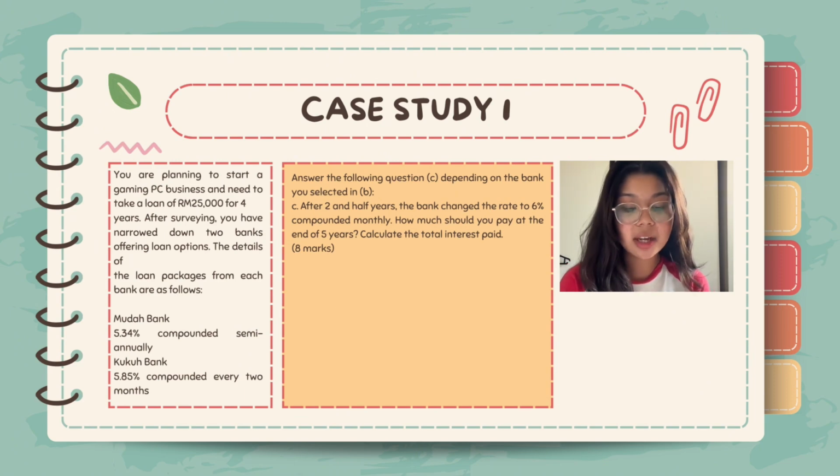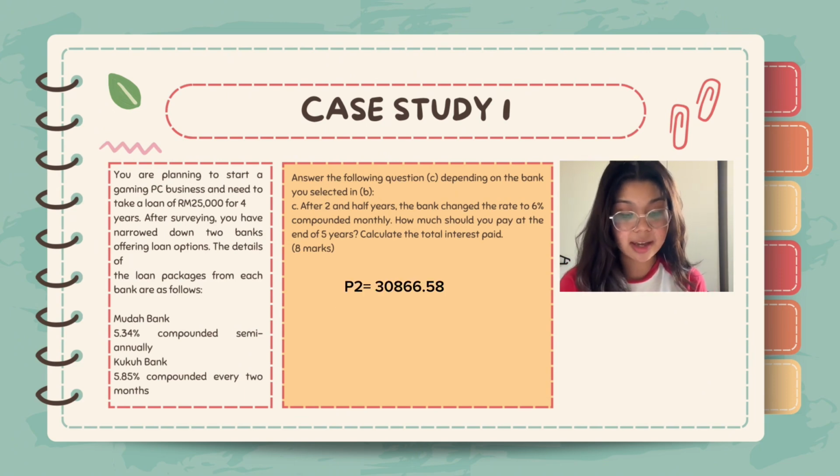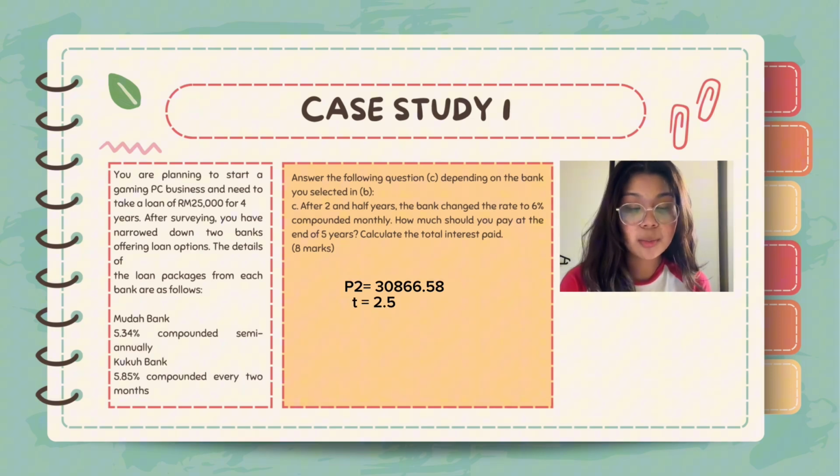Now we have the second principal, which is 27,056 ringgit. Second time, which is 2.5 years. The second annual nominal rate, which is 6%. And the second frequency of conversion, which is 12.